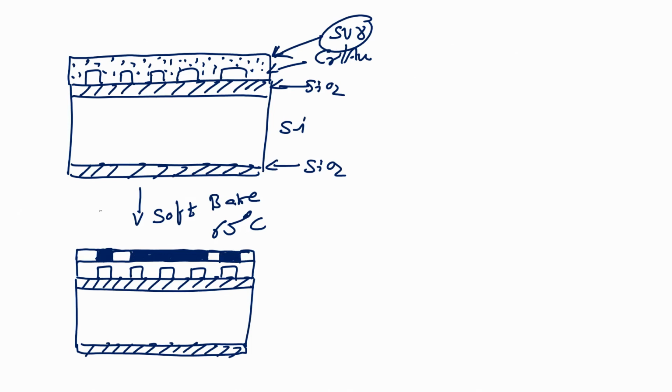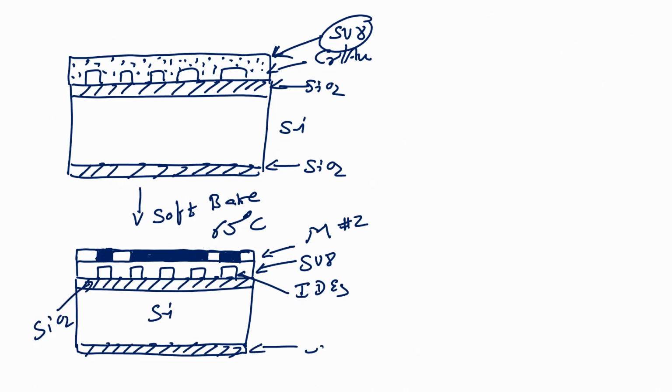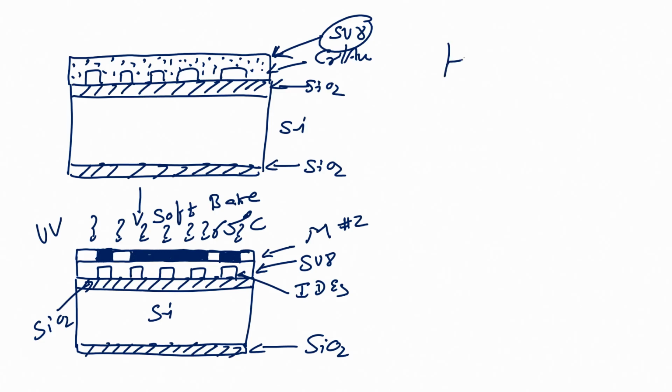So, now this is my mask 2, this is SU8, these are interdigital electrodes, this one is silicon dioxide, I have the silicon wafer, and the bottom layer is silicon dioxide. On that, we will expose the wafer with UV, right. After that, the next step after exposure for SU8 would be to hard bake, not to develop. First, hard bake.